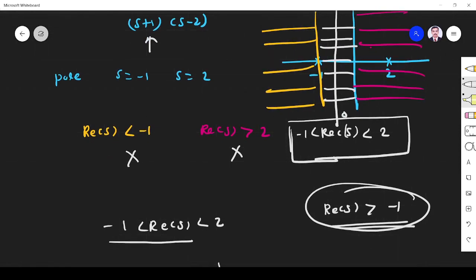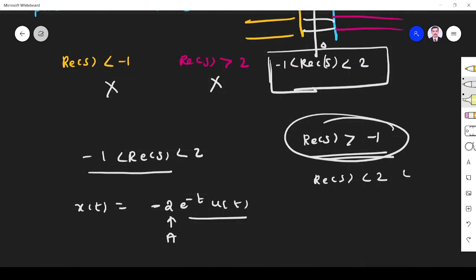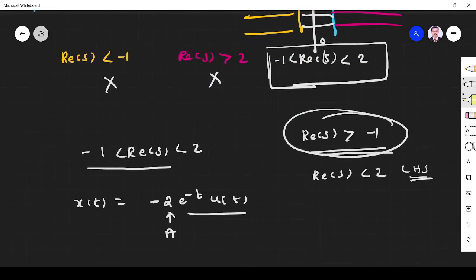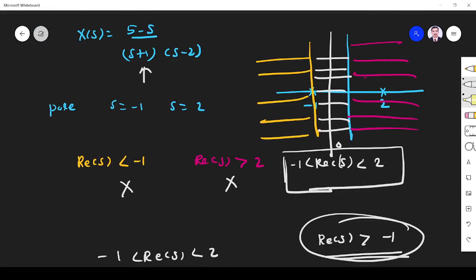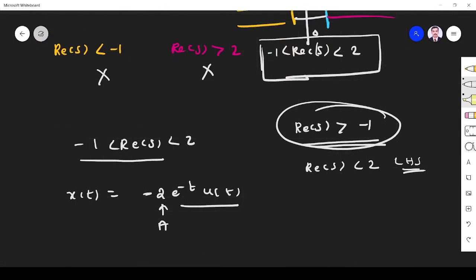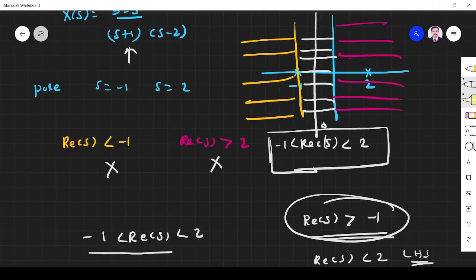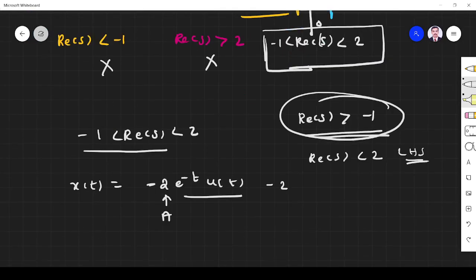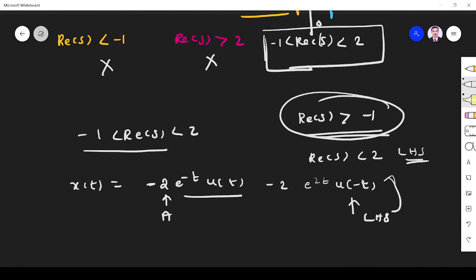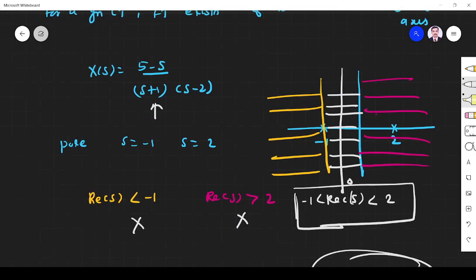For s minus 2, you see the ROC real part of s is less than 2, so it is a left hand side signal. So for 2, it must be left hand side. Take partial fraction after that. The b value we got is b equal to plus 2, and the left hand side signal is e power 2t u of minus t. This one is the left hand side signal, and this one is the right hand side signal. So the answer is this one.